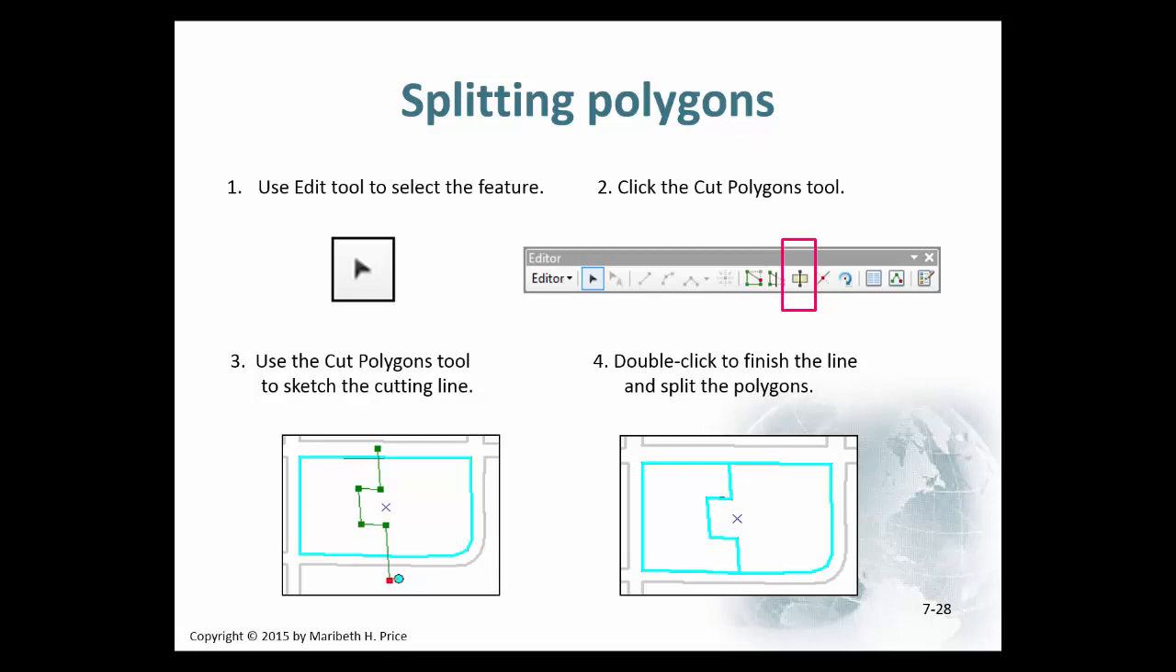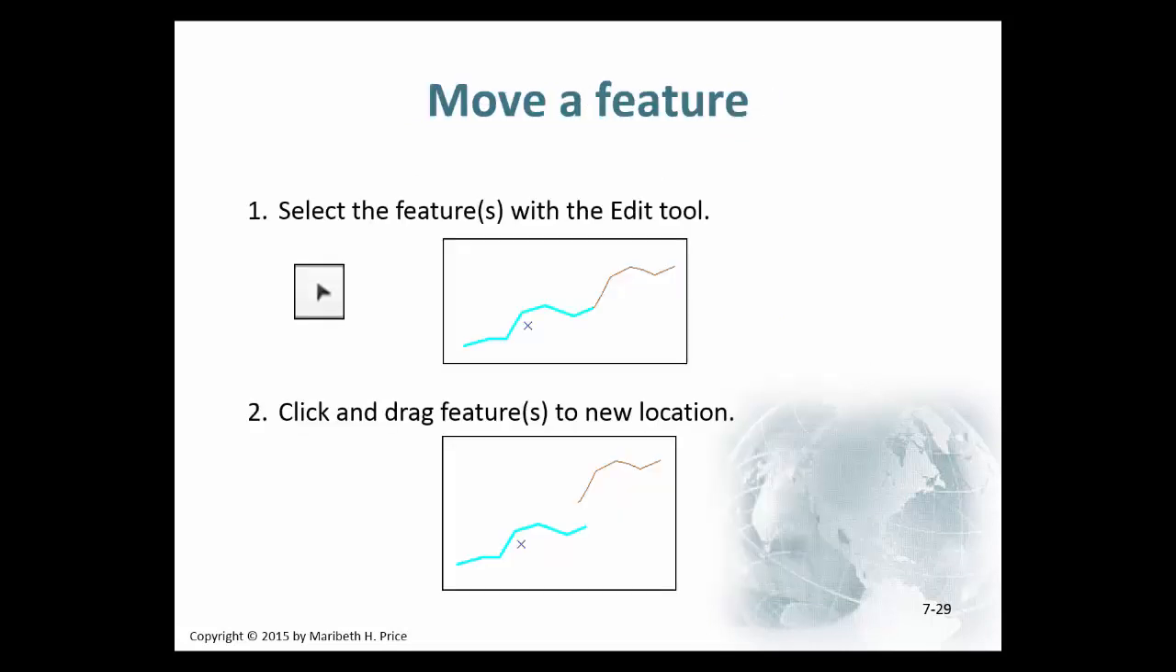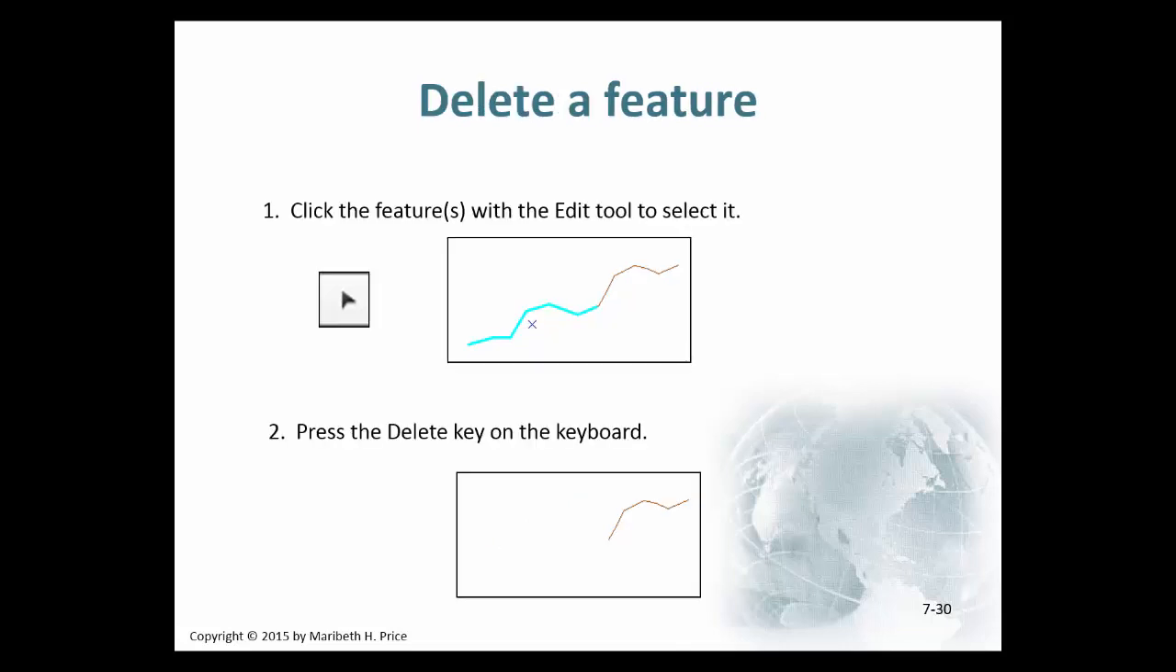Another way to create adjacent polygons is to split a larger polygon into two parts. Notice the split line starts and stops outside of the original polygon. To move a feature, simply pick on it to select it and then drag it to its new location. To delete a feature, select it and press the Delete key on your keyboard.